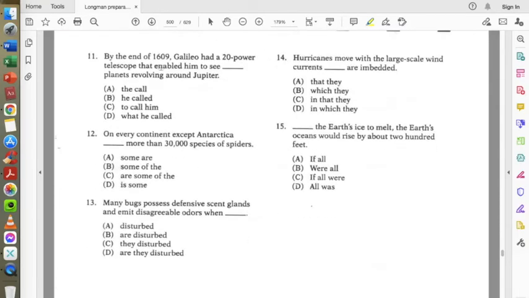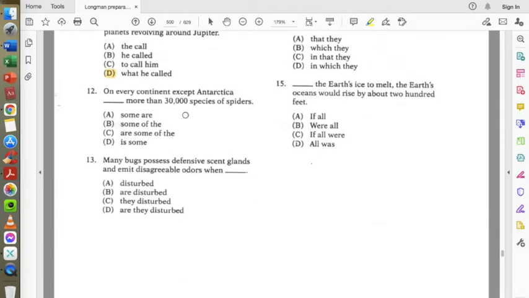Number 11, by the end of 1609, Galileo had a 20-power telescope that enabled him to see blank planets revolving around Jupiter. To see what he called planets. To see the call planets, no, the call is not an adjective. To see he called, that doesn't make sense. We need an object after see. We're not going to use two infinitives in a row like that. To see what he called, to see the things which he called.